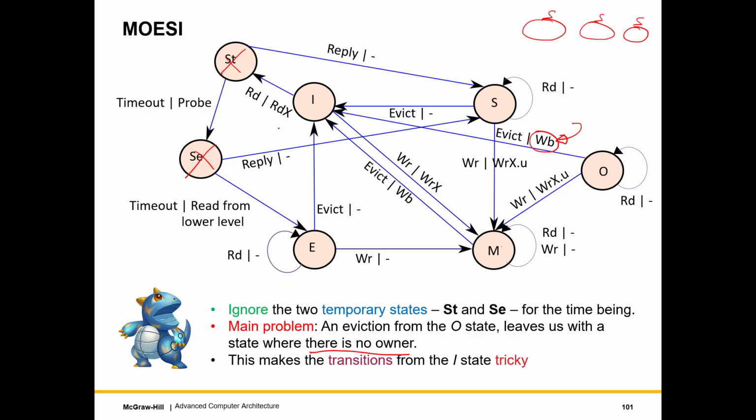So what is done in this case, which of course is not all that common, is that we introduce two temporary states to take care of this, and the transitions from the I state become more involved. We will see why and how in the next slide. Now we will discuss these two temporary states, ST and SE.